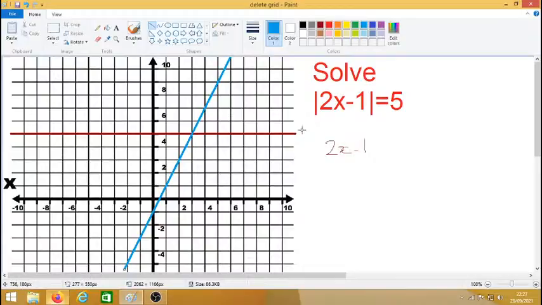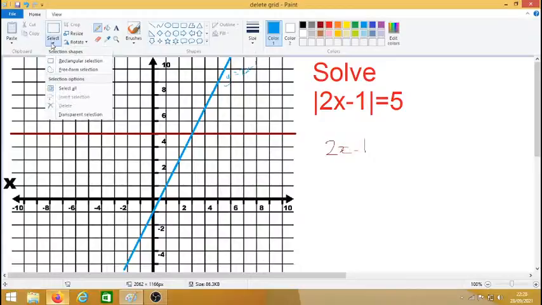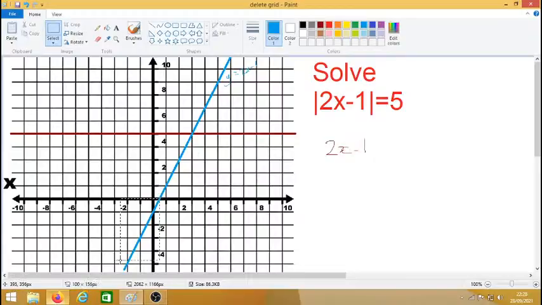Okay, and now comes the modulus part. So this is at the moment the graph of y equals 2x minus 1. That's from GCSE. But how do I flip that? I have to look at where does it go below the x-axis, which is here. And that's the part I want to flip.